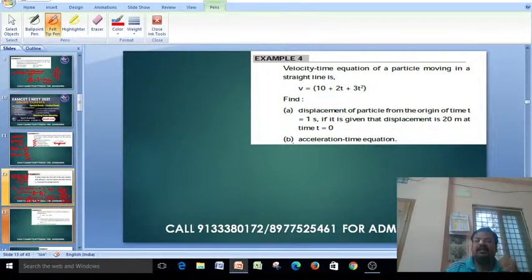And the second question, based on the given data, he asked what is the acceleration time equation. This is what he has given actually. The velocity time equation is given, and you have to find the acceleration time equation. So let us try to solve the first question.